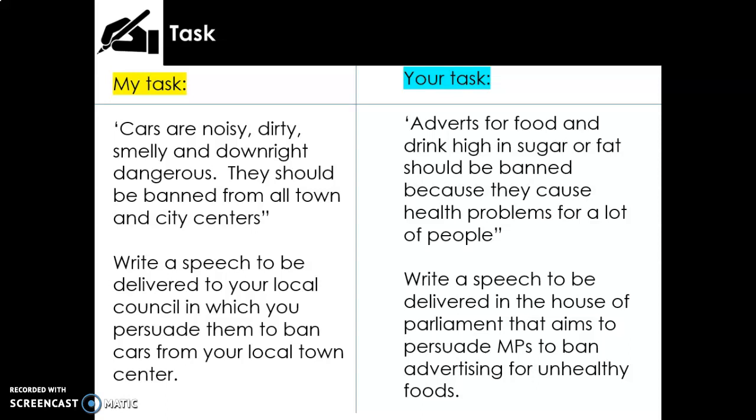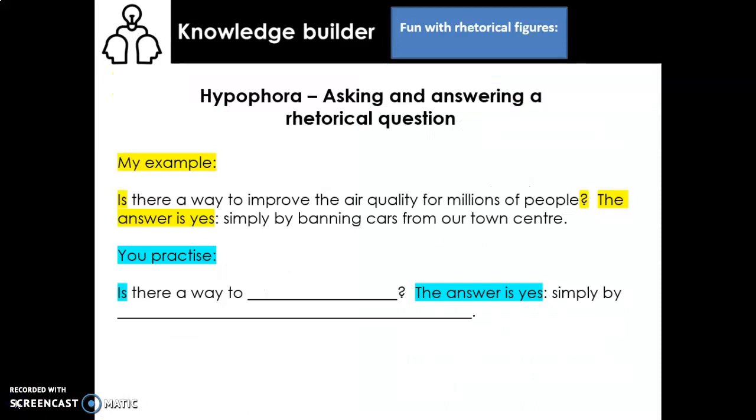Okay, and the next little bit, you're going to write this sentence down as well. Write a speech to be delivered in the House of Parliament that aims to persuade MPs to ban advertising for unhealthy foods. Now, guys, you can pause at this point. Okay, and just write that down. Okay, guys, so on each slide now, I'm going to introduce you to a fun rhetorical figure. So fun. Okay, I'm going to show you my example. I'm going to explain how my example is a fun rhetorical figure, and then you're going to have a practice. Okay, so now, guys, this is the Greek.